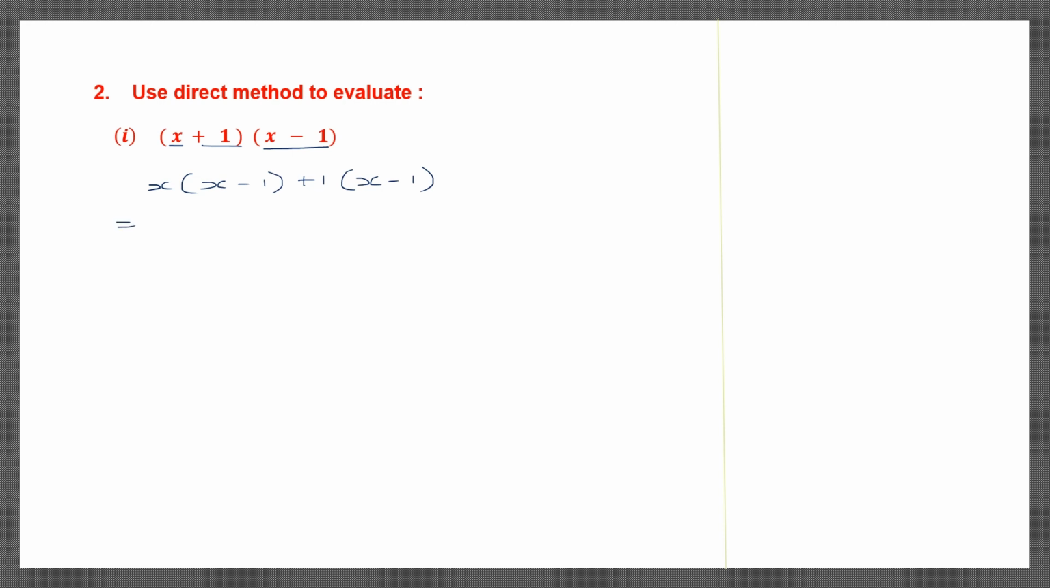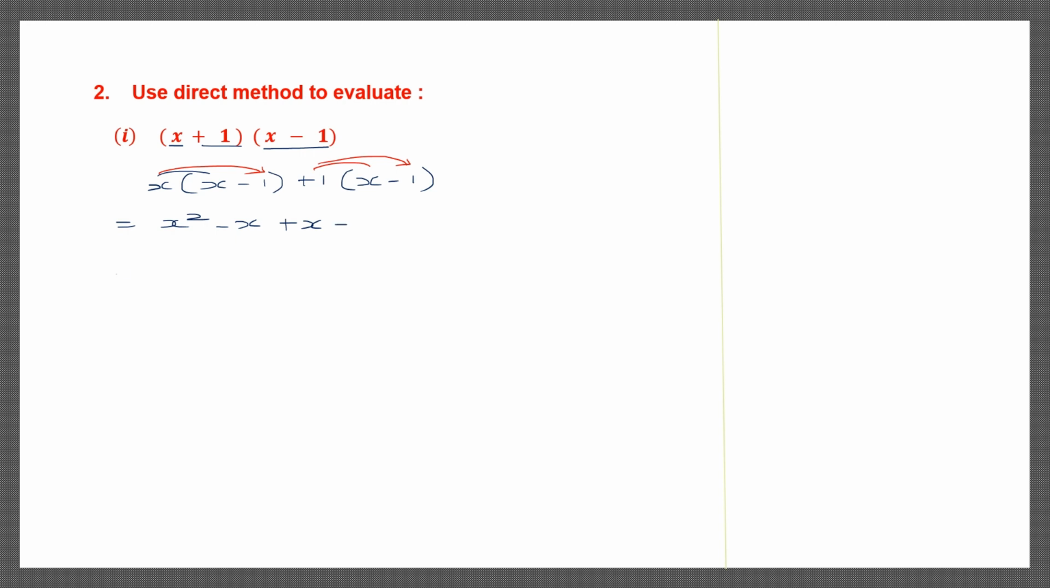So this will be x into x, which is x square, and then we have x into minus 1, which is minus 1x or minus x. So this is minus x. Then we go to the next part, plus 1 into x, and that is plus x. And then we have plus 1 into minus 1. So plus into minus is minus, 1 into 1 is 1.